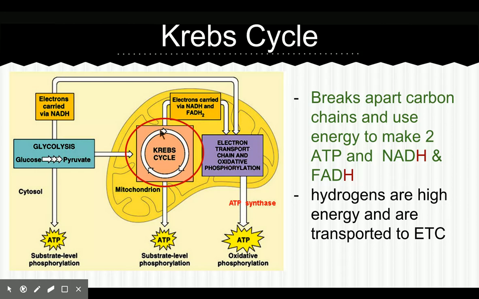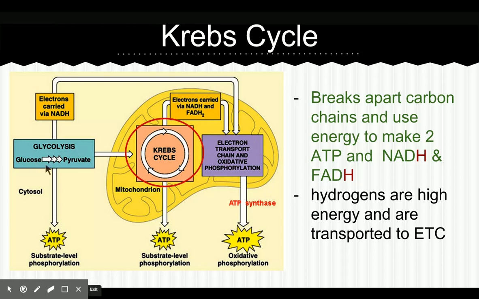So as you break bonds, you release energy. And so as those carbon bonds are broken apart, the cell is going to use that energy that's released to make ATP. It's also going to store some of that energy in high energy hydrogen bonds on your NADH and FADH molecules. And these NADH and FADH molecules are going to travel to the electron transport chain where they'll be used later.